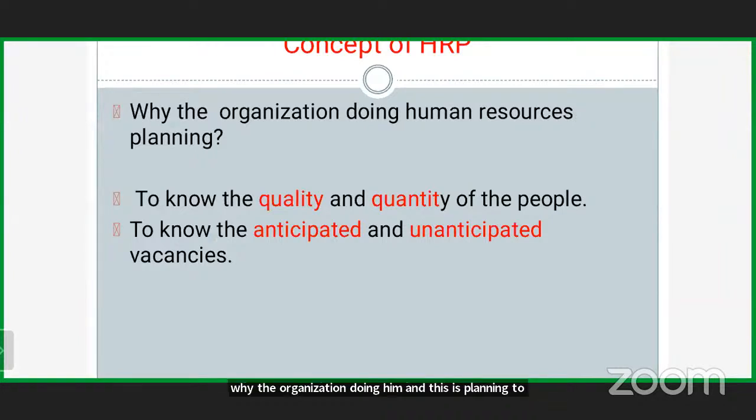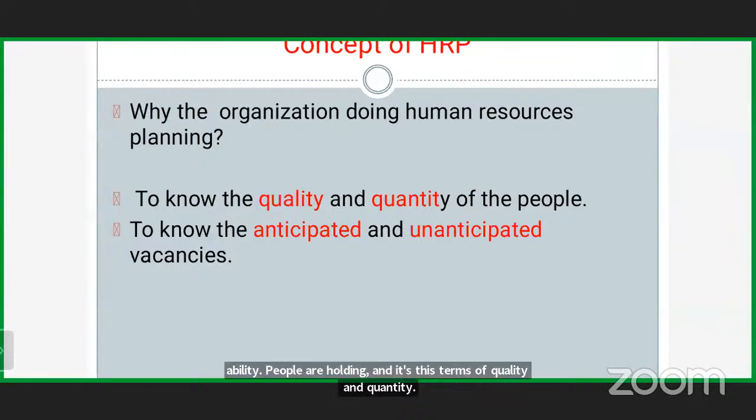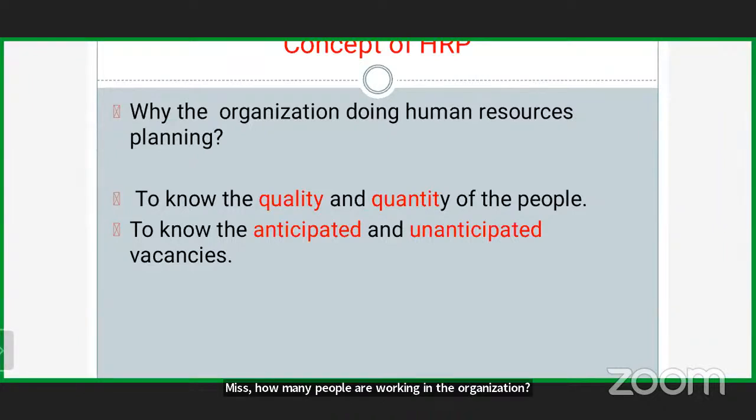Quality means what? Quality means, for the people working in the organization, what level of knowledge, skills, qualification, and ability people are holding. This is in terms of quality. And quantity means how many people are working in the organization. The number of people working in the organization, that is the quantity.